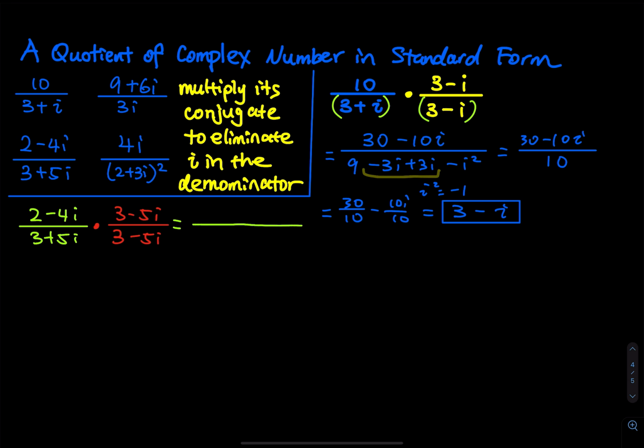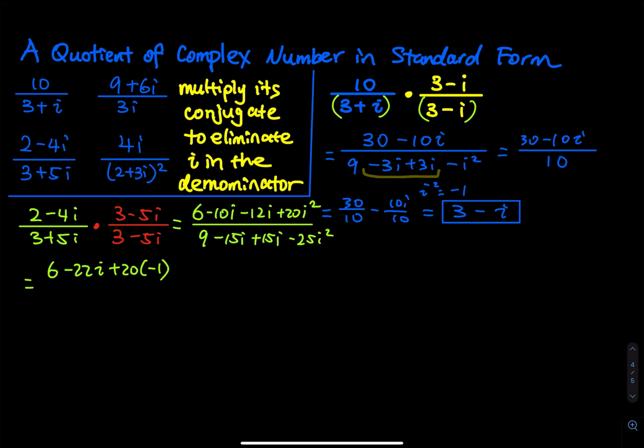Okay, what's on top? The top is 2 times 3, which is equal to 6. And then 2 times minus 5i, minus 10i. Negative 4i times 3, negative 12i. Negative 4i times negative 5i, 20, and then you have an i squared. And then the bottom, 3 times 3, 9, and then minus 15i, plus 15i, and then minus 25i squared. And then what do you have? The top, you have a 6, minus 10i, minus 12i gives you a minus 22i, and then you plus 20 times negative 1 because i squared is equal to negative 1.